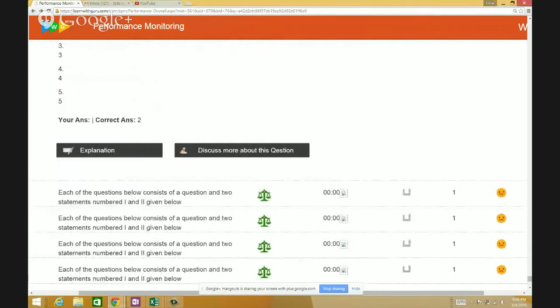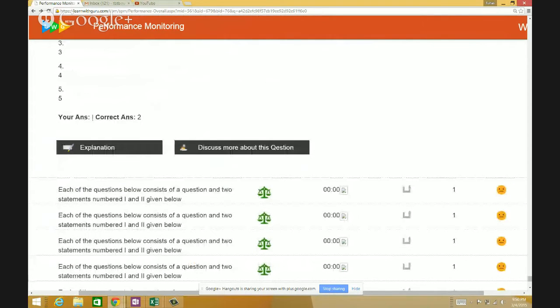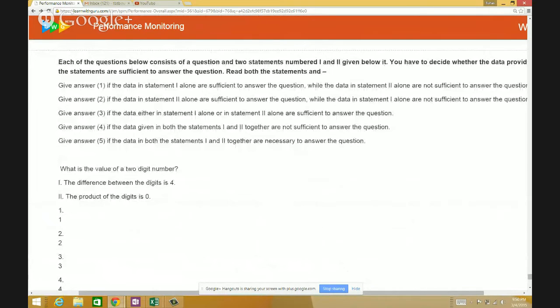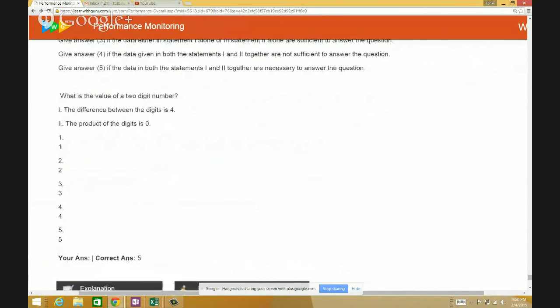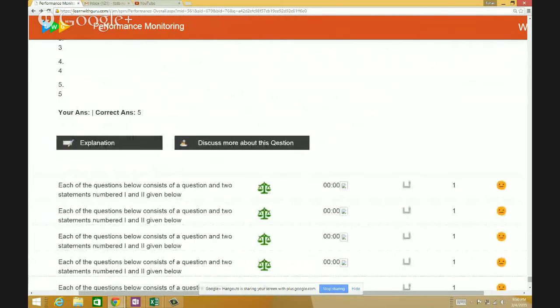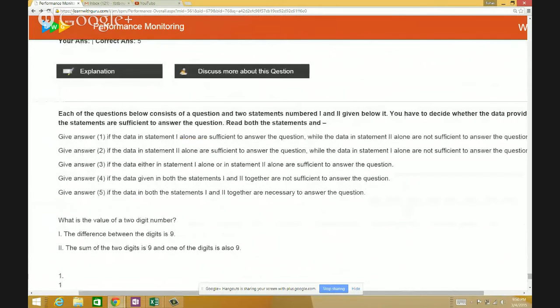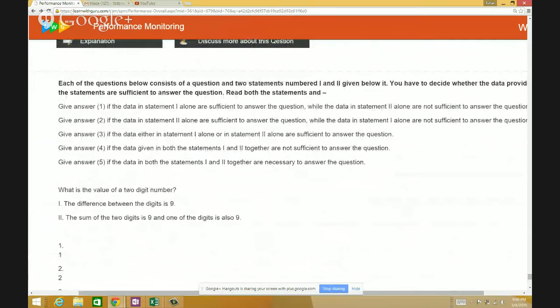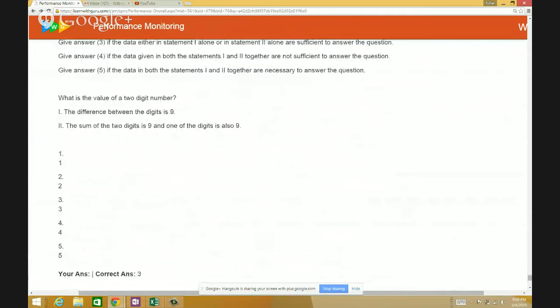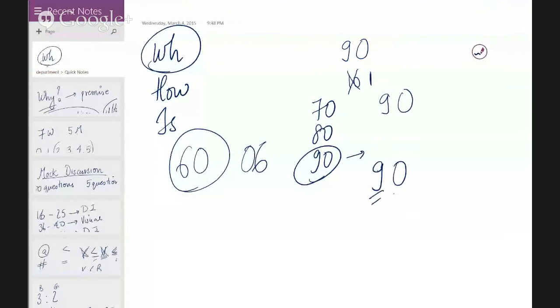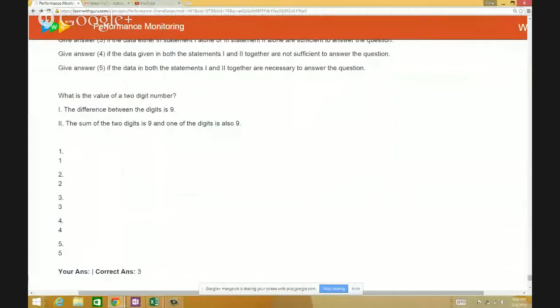Next question. What is the value of a two-digit number? Difference is 4. Now, difference 4 is fine. Product of digits 0, so you have to have both, because a difference of 4 can be observed in a lot of numbers. The difference is 9. Done. So we can do the first itself. Let's look at the second statement. The sum of two digits is 9 and one of the digits is also 9. If the sum is 9 and one of them is also 9, the other is 0. Such a stupid one, but good enough.